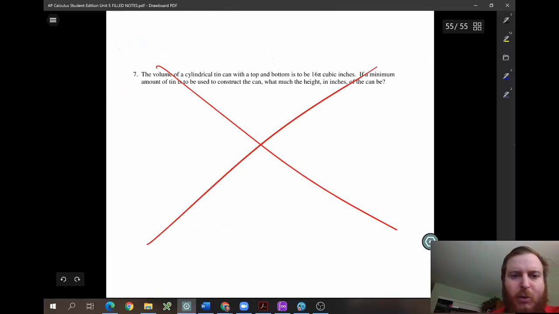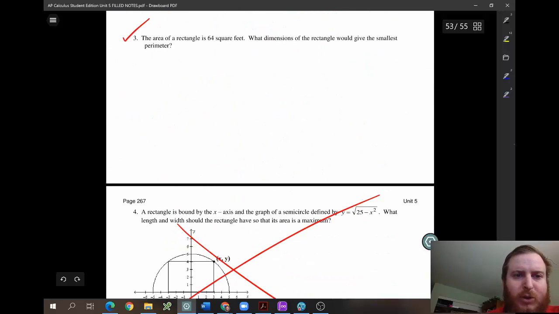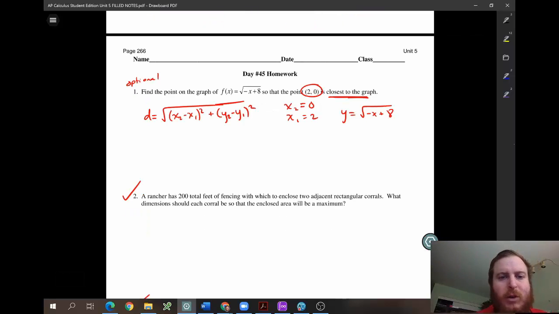It's very similar to the cutting of the box question, so you can just copy that and adjust it. And then number 7, we're going to get rid of. So we're going to do basically 2, 3, and 6. And if you want to try 1, go ahead and try it. So that'll be extra credit for you guys. And then I will see you in class on Thursday.